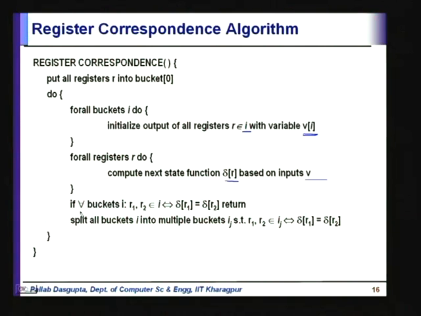And then for all buckets, if we find that the next state functions are the same, that means delta R1 is equal to delta R2. For each bucket we take all the registers in the bucket and if we find that their next state functions are identical, then we return, we are done. Otherwise, in some bucket we will find that for some R1 and R2 this is not matching, then that bucket will have to be split.